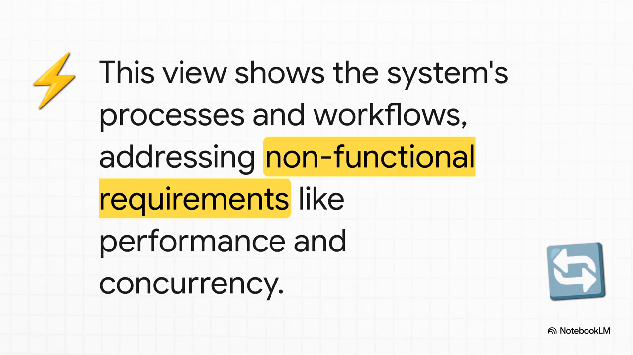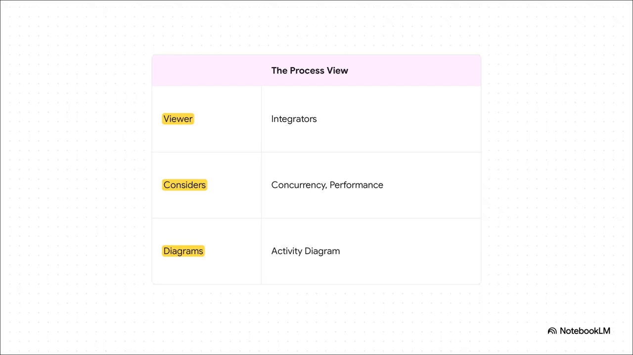Next up in our blueprint is the process view. Here, we shift our focus from what the system does to how it actually runs and performs, especially when it's under pressure. This view is absolutely crucial for system integrators. It tackles all those non-functional requirements, things like performance, scalability, and how different processes talk to each other. Sticking with our building analogy, this is like the plan for the HVAC system and the elevators. It's not about the rooms themselves, but about the flow and the systems that make the building usable and efficient.